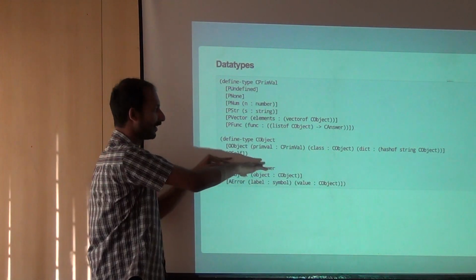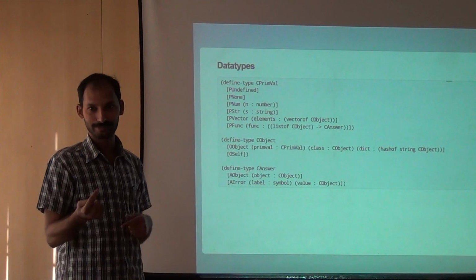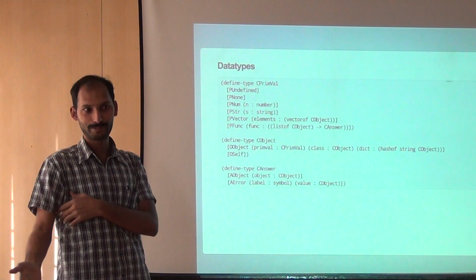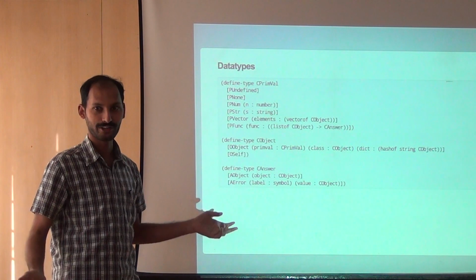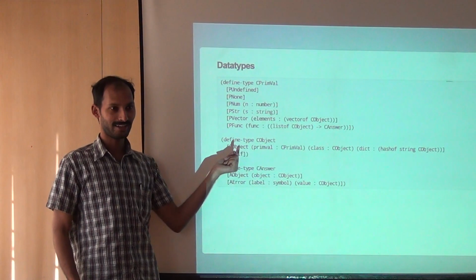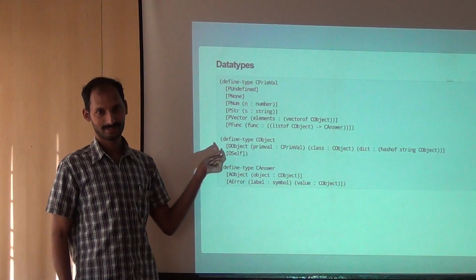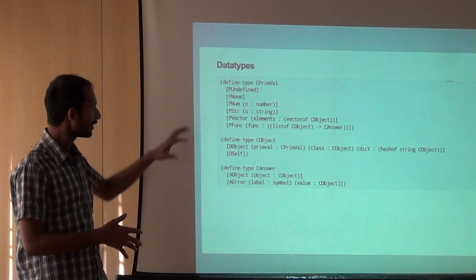Since you have objects defined in terms of object, how do you create the first object? To create an object, you need to have an object, so it's not possible to create an object at all. To overcome that, I've defined something special. So this is how the language is.